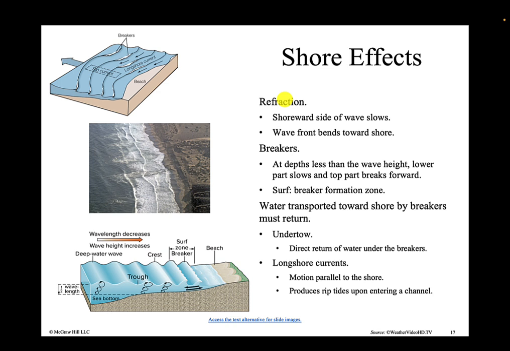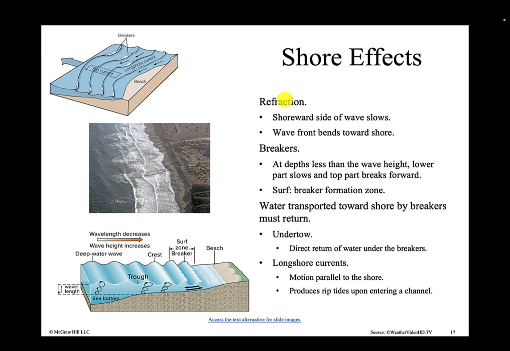Refraction happens because the wave front, or the water crest, bends towards the shore, and the waves become more parallel to the shore. That's the wave that you see. So the refraction is that very tip of the wave sort of leaning towards the shore.